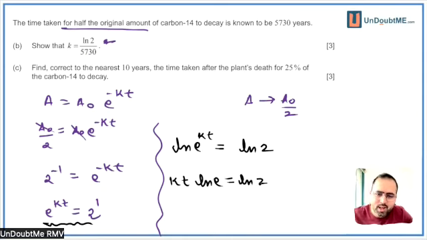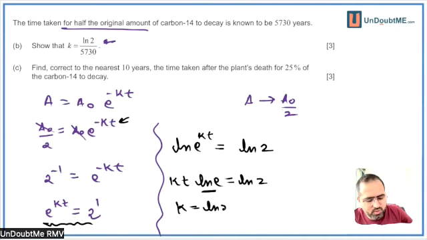You can see that till now I'm not putting the values, because this is a mistake generally any student does. They put the value here only. Then you have to carry that 5730 every time. It looks very big. Because of that, it becomes complicated. ln e is 1. The value of k is ln 2 over t. This is a general value.